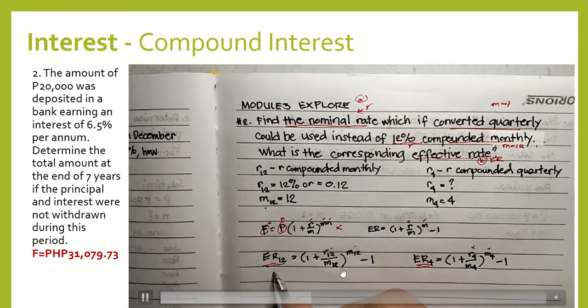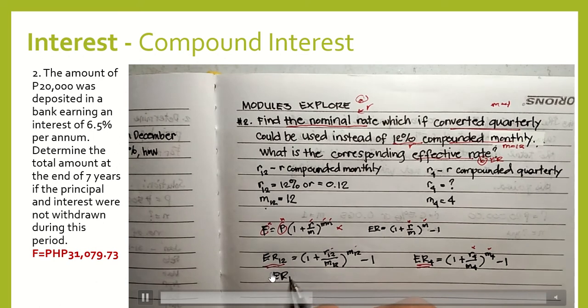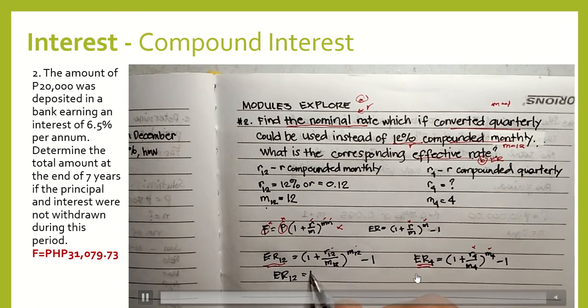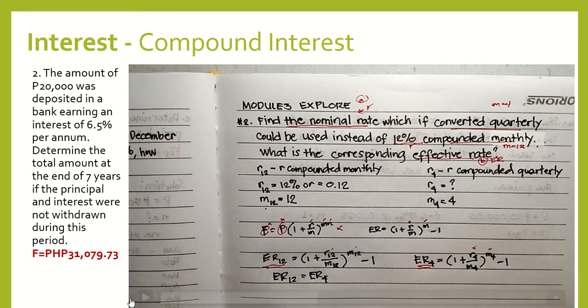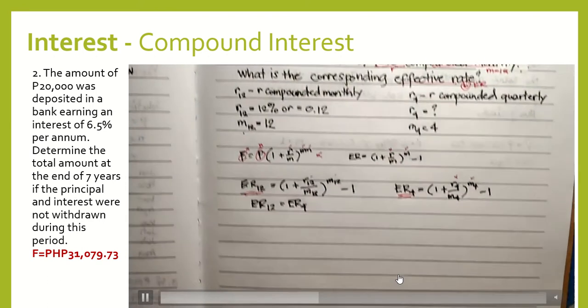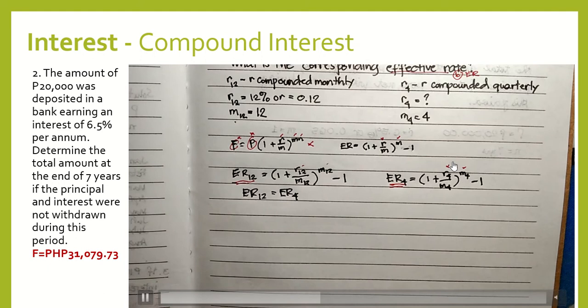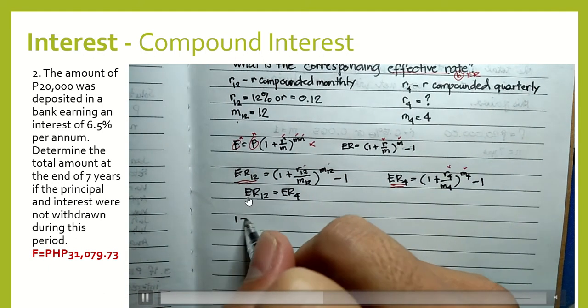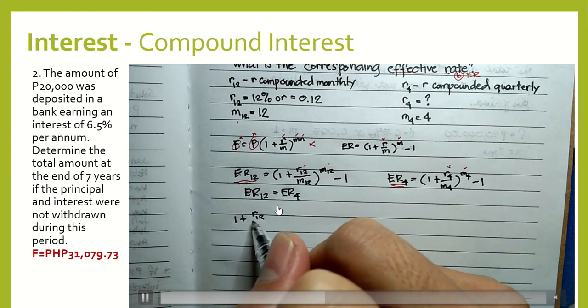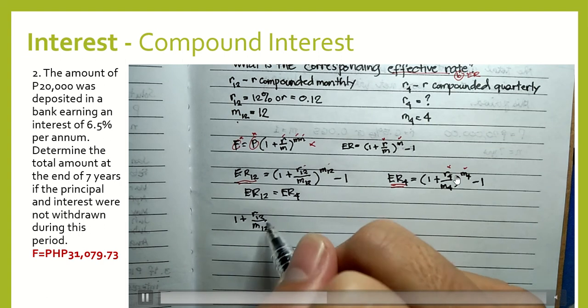Okay. So if we equate these two, that will be ER sub 12 is equal to ER sub 4, meaning the effective rate when using monthly compounding should be equal to the effective rate when using quarterly compounding. And take note again that we are looking for R, so we have to equate both of these in order for us to determine R.